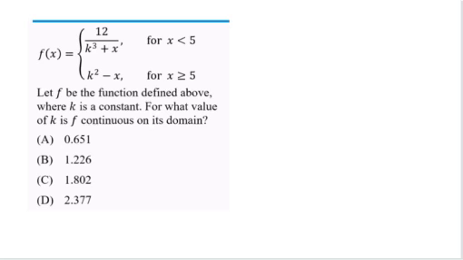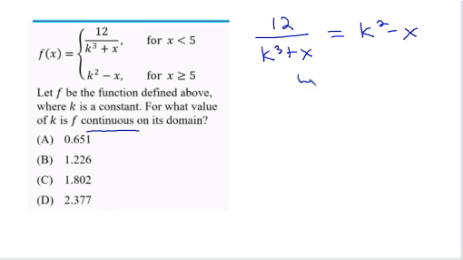Now, this problem looks like it's going against the grain because there's a k in both. All right? But if this is continuous, these two have to be equal to each other. All right? They have to be equal to each other when x is 5. They have to be the same when x is 5.